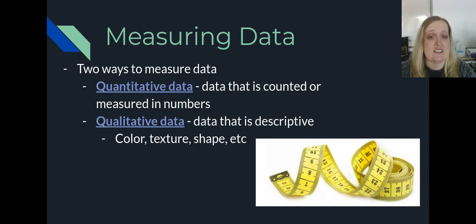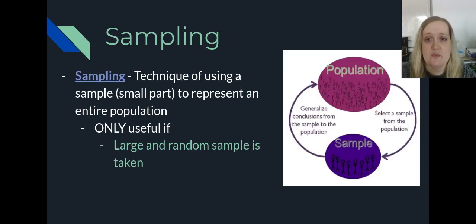Quantitative data is data that is counted or measured in numbers. Qualitative data is data that is descriptive. So this includes color, texture, shape, or anything that's going to describe something without using numbers. Next one is sampling. Sampling is a technique of using a sample or a small part to represent an entire population. Sampling is only useful, though, if a large and random sample is taken. If you have a sample that is not random and not large, it can actually skew your results and make your whole population seem different than it actually is.